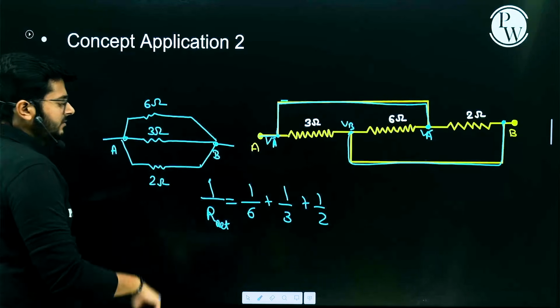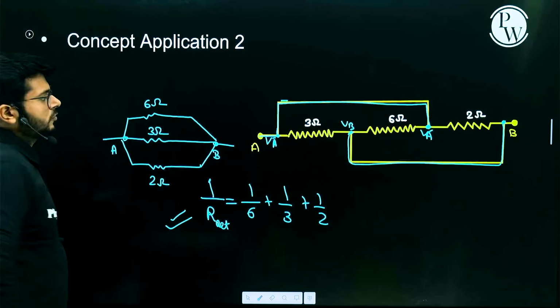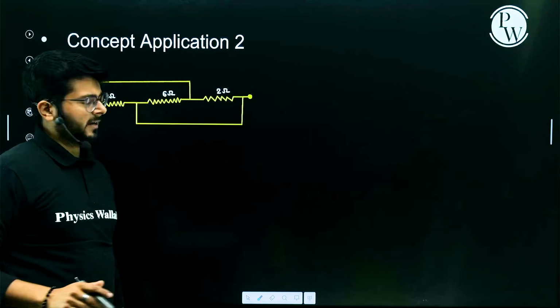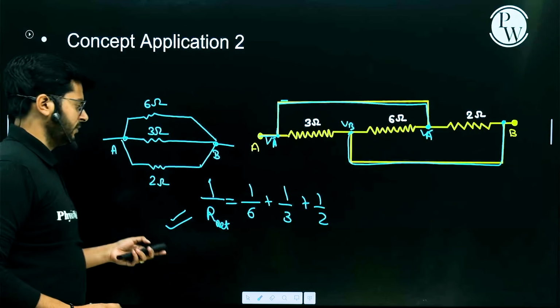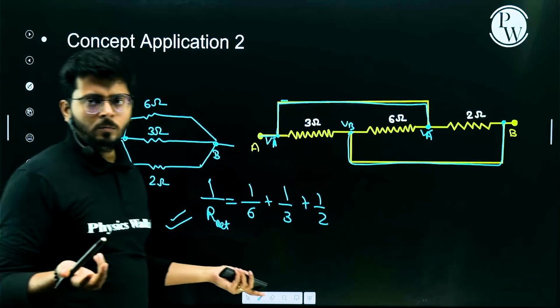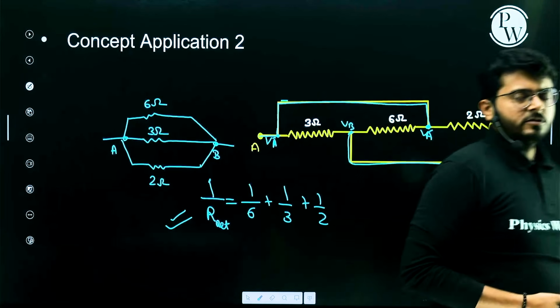Right. So I believe the idea is very, very clear. Just take the LCM and solve it. You will have the final answer. I believe there is no particular problem in this particular question. Net resistance is going to be 1 ohm only. Right. So that's it.